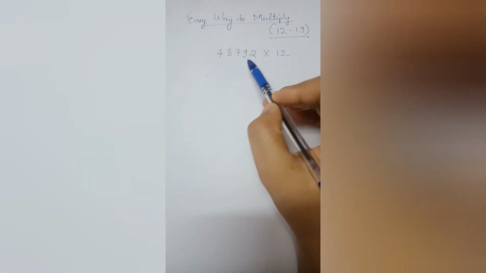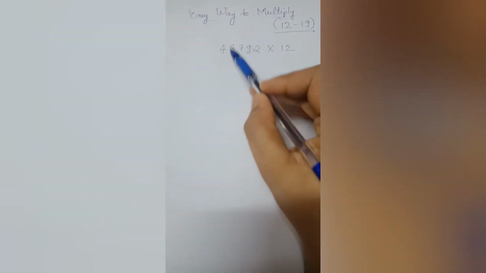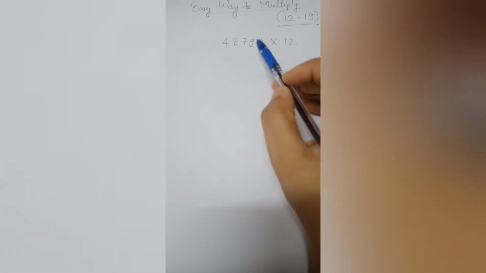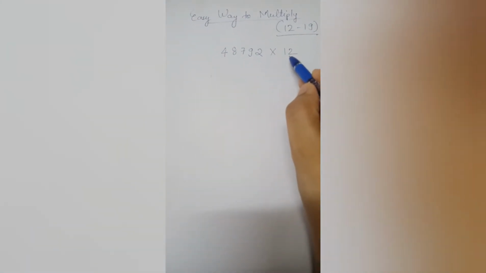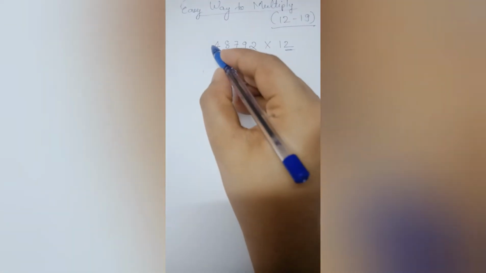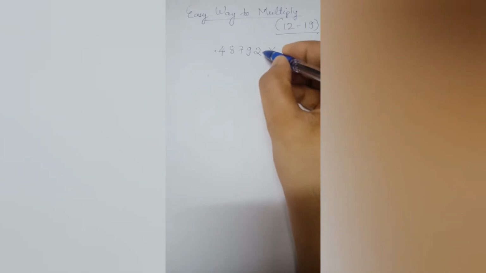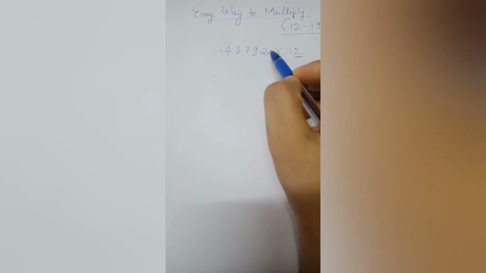Now for example, you have this digit. I'm telling this method for numbers with more than 2 digits. If it's only 2 digits, you can directly multiply, no issues, but here you can see that there are more than 2 digits. So how to multiply? Now see, in 12, what is the units place? Units place is 2. Now with this 2 you're going to multiply. Before that, put 2 dots here and here. This dot represents 0.